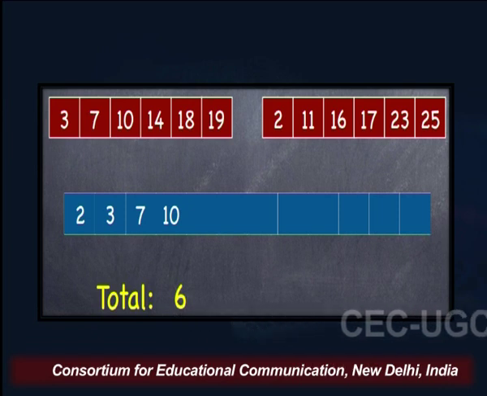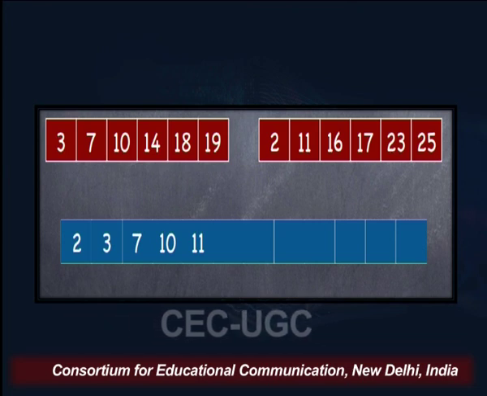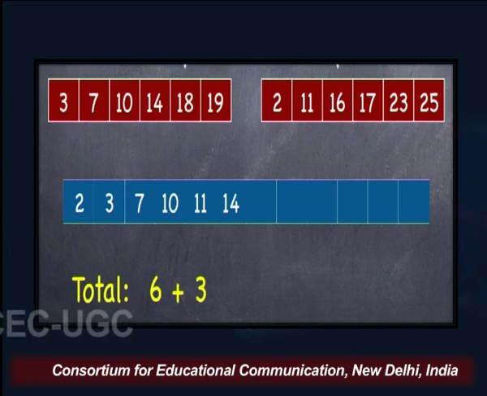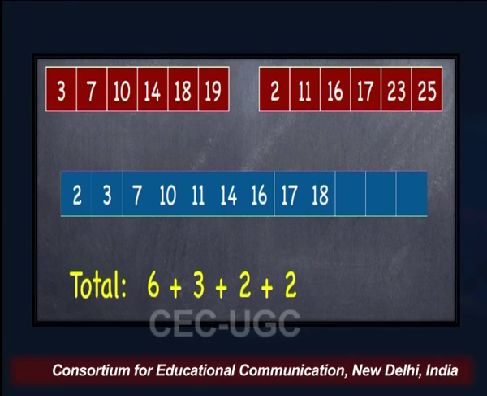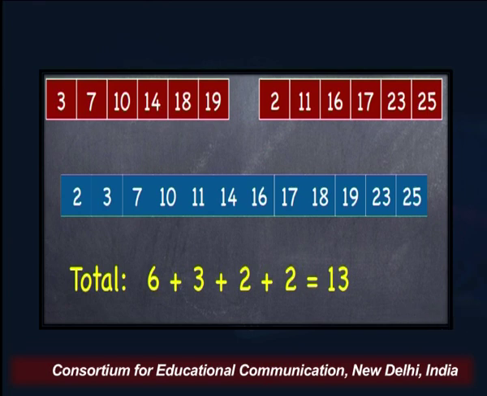So we have shifted 2, we have shifted 3, then 7, and then 10. Then obviously 11 is being shifted, followed by 14, and the total number of inversions keeps getting incremented. So finally we get this picture: 2, 3, 7, 10, 11, 14, basically a sorted list, a merging of the two above lists, and the total number of inversions is shown here.